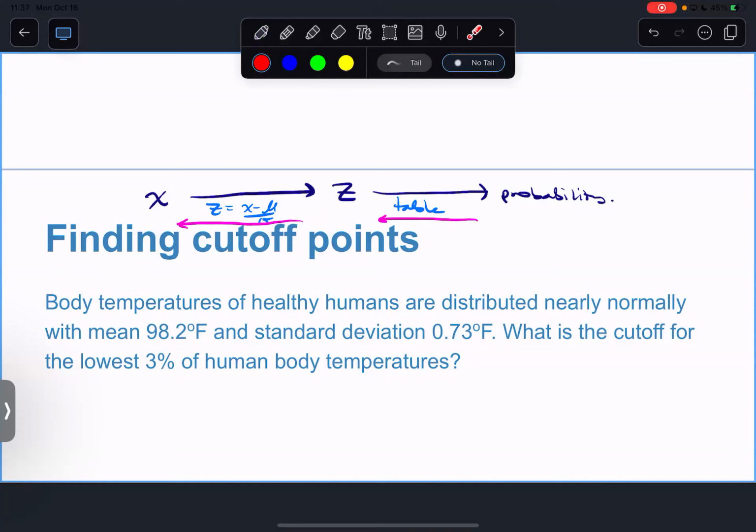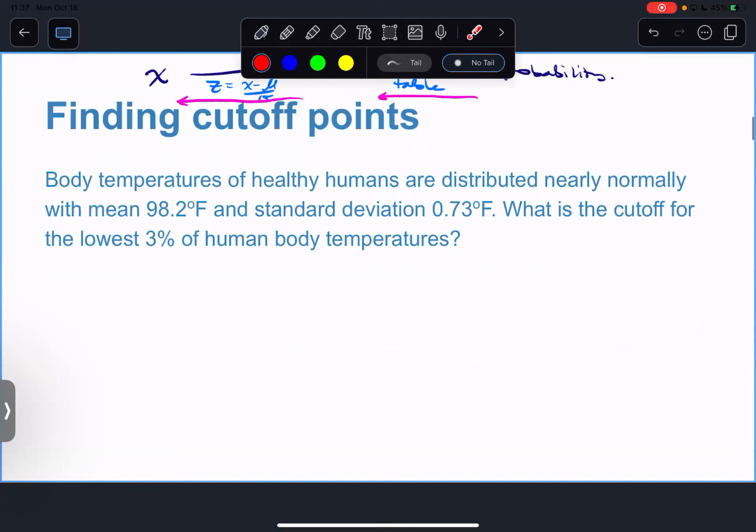So we're given some probability. Given some probability, I go into the table, I find the Z, backtrack, and then I use the formula kind of backwards, I guess, to find X.